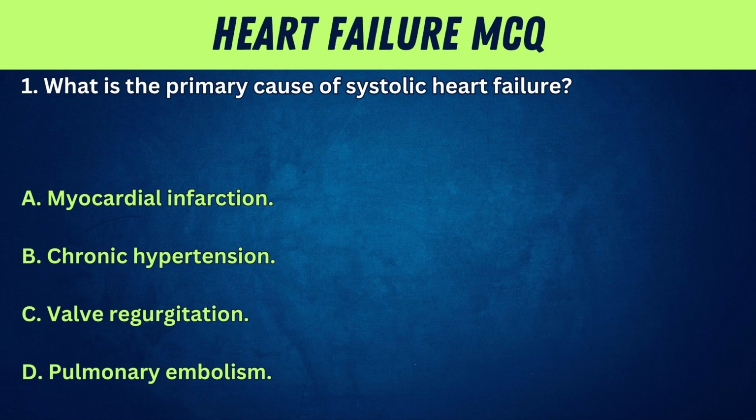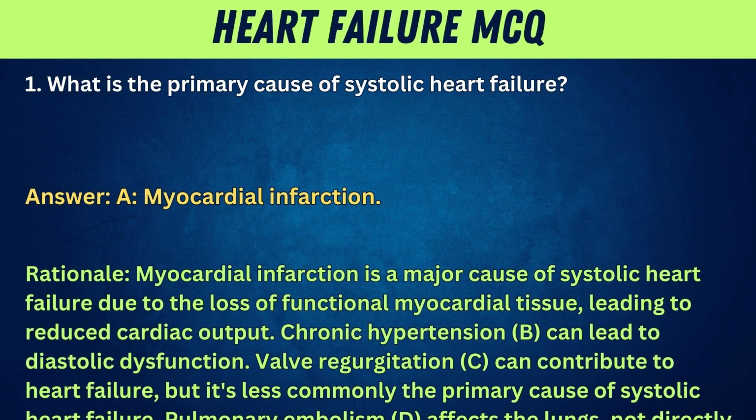1. What is the primary cause of systolic heart failure? A. Myocardial infarction. B. Chronic hypertension. C. Valve regurgitation. D. Pulmonary embolism. Answer: A. Myocardial infarction. Rationale: myocardial infarction is a major cause of systolic heart failure due to the loss of functional myocardial tissue, leading to reduced cardiac output.